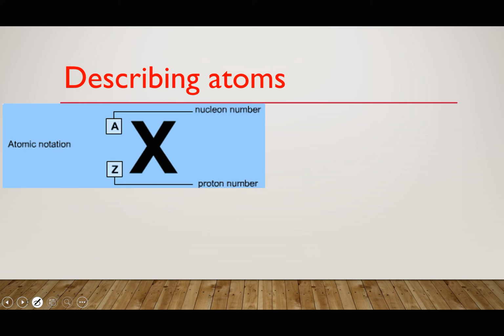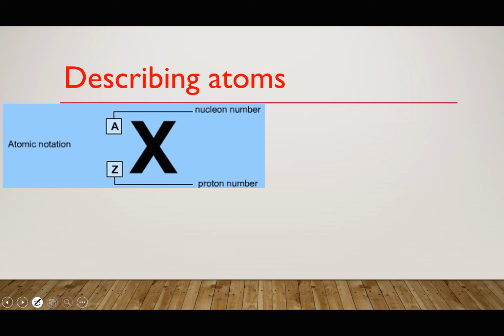To describe the number of particles in a given atom, we normally use that notation, and you'll always find it in chemistry, as well as in nuclear physics and particle physics. So we know that A stands for the nuclear number, which in chemistry you call the mass number. And Z stands for the proton number, which in chemistry is commonly called the atomic number.